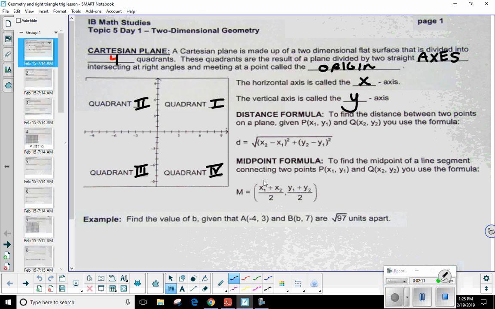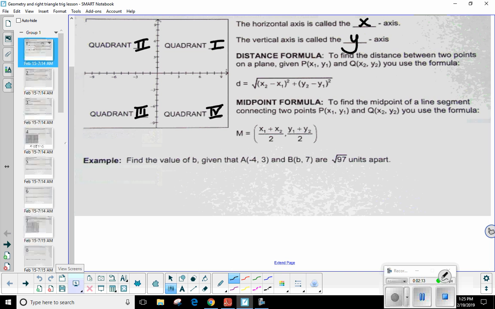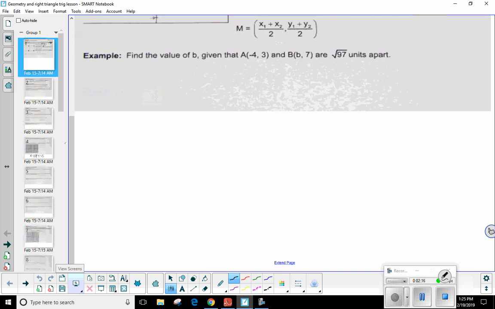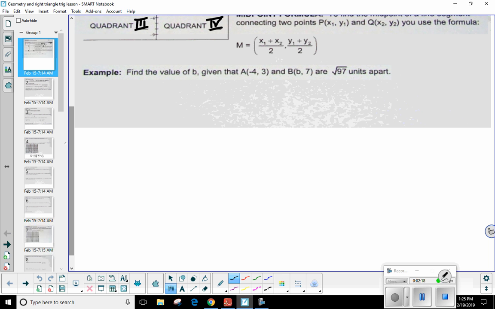Okay, so let's get right into it. Find the value of b, given that point A is (-4, 3), and B is (b, 7), and we're already told that they're the square root of 97 units apart. Okay, so we just want to go ahead and plug in and basically work backwards because we have the distance. Now we just need to know what that other value is. So let's see, it was the square root of the difference of the x's. So why don't we go this way to keep the variable positive.